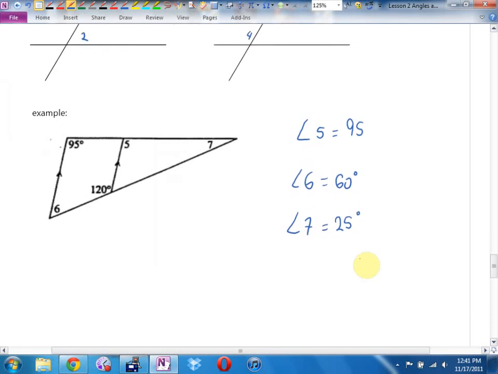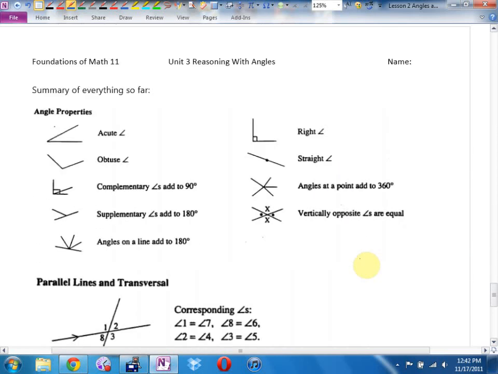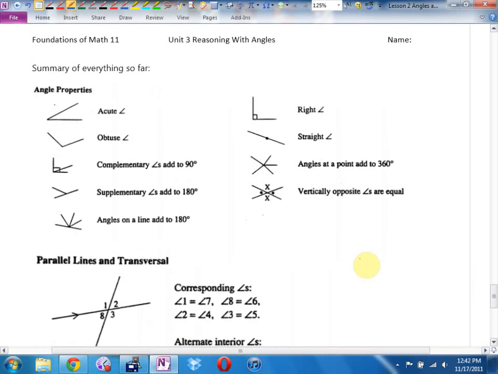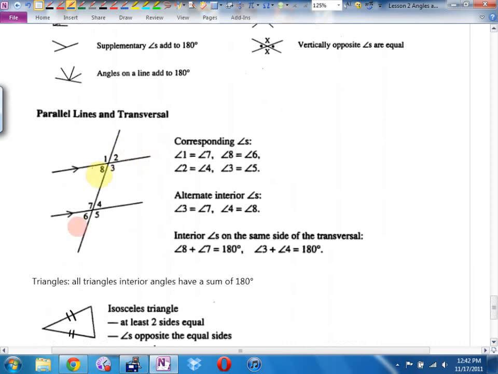This is the page you probably want to keep out in front of you while you're doing the homework. This is the page that eventually most of you will memorize, because you get sick and tired of looking them up all the time. This is a summary of everything we've done so far. You will notice acute angles, obtuse, complementary. There's our picture of adding to 90. Supplementary, or angles on a line, add to 180. A right angle, a straight angle. Angles at a point adding to 360. There's the X, vertically opposite. Here is a sample of a parallel line and a transversal. Interior angles on the same side of the transversal. We also call this co-interior, or you can abbreviate the first letter of each word.